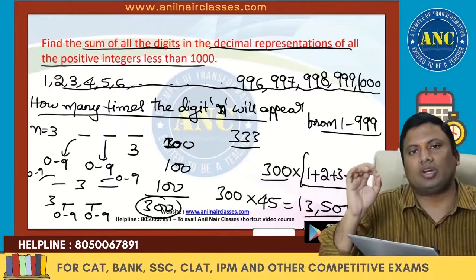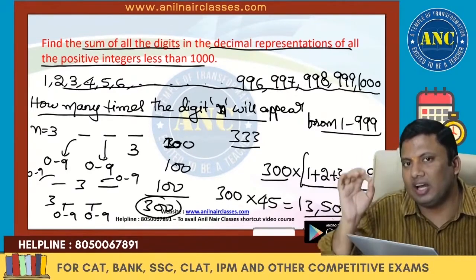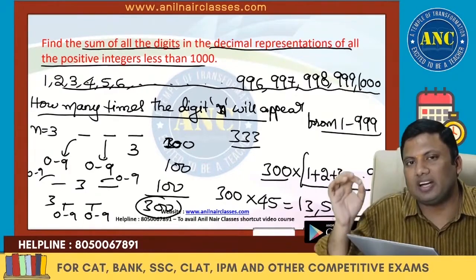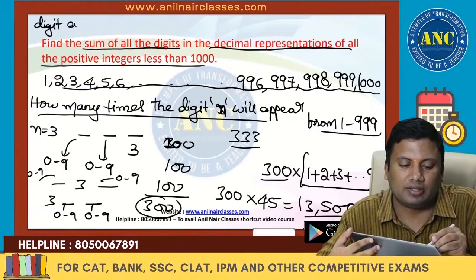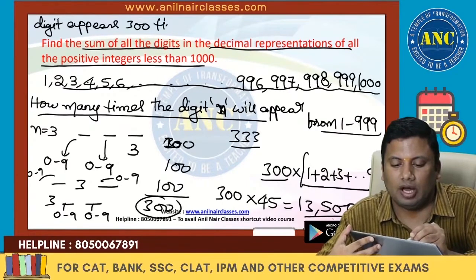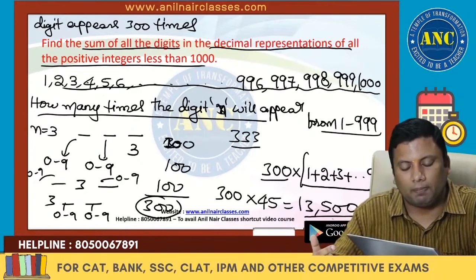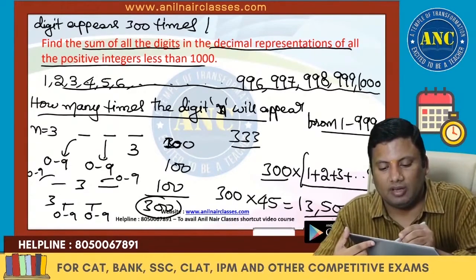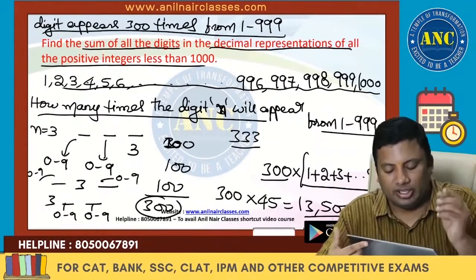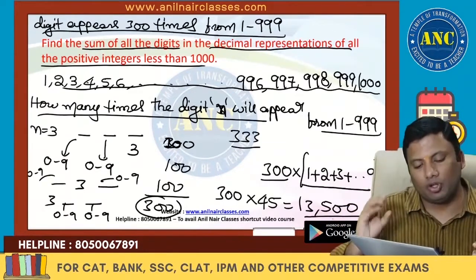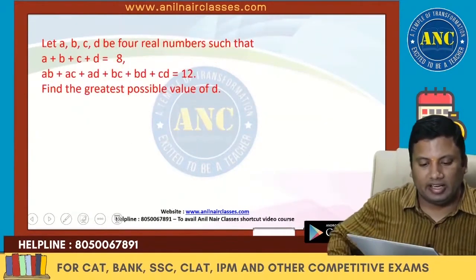From all the natural numbers from 1 to 999, every single digit appears 300 times. A digit, from 1 to 9, appears 300 times from 1 to 999. If you know this concept, this question is easy for you. I hope the idea is clear.